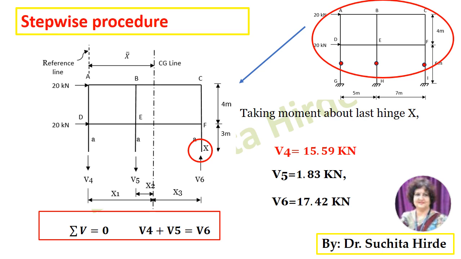After calculating the axial forces in the columns, always check that summation V is equal to 0. The sum of downward forces must be equal to the sum of upward forces. So you must get V4 plus V5 is equal to V6.